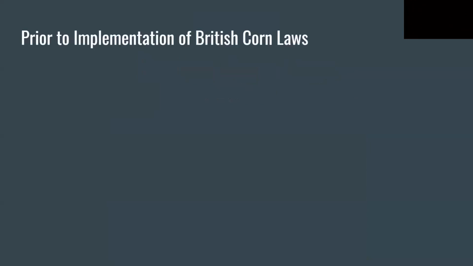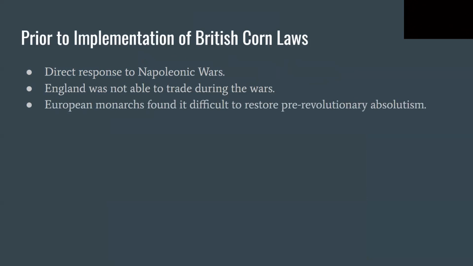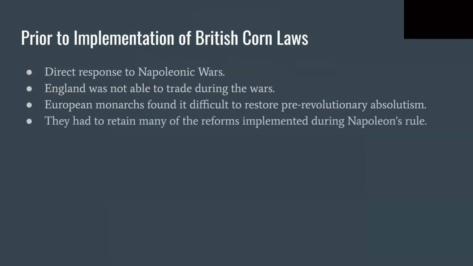Prior to the implementation of the British Corn Laws were the Napoleonic Wars. The wars brought radical changes to Europe, and it was difficult for European monarchs to return their states back to the way they were prior to Napoleon's rule. They found it incredibly difficult to restore what is called pre-revolutionary absolutism, and were forced to retain many of the reforms enacted during the wars. In order to attempt to gain back some control, the British government enacted the Corn Laws.